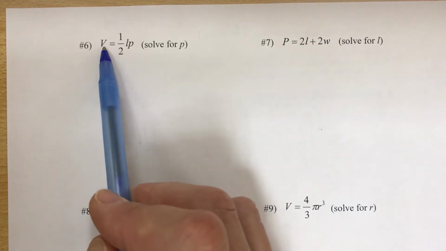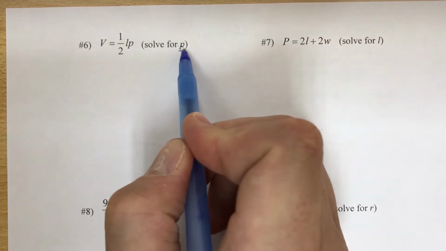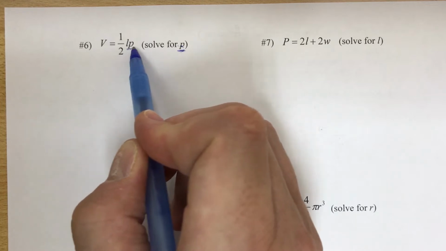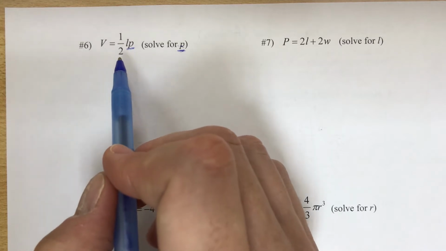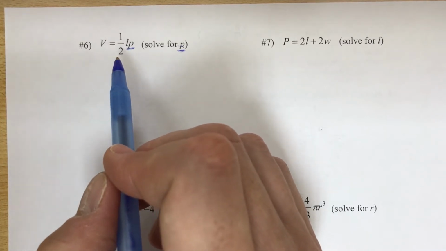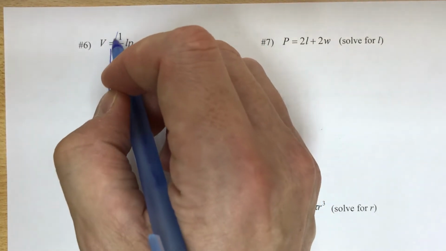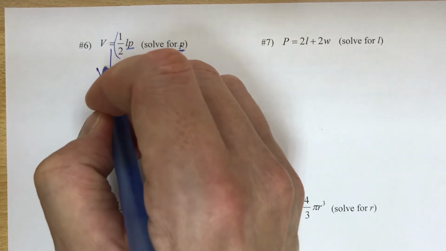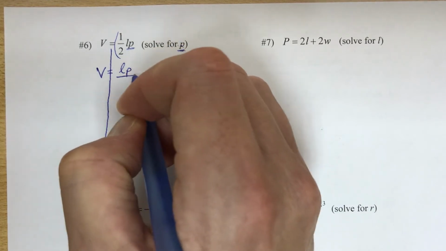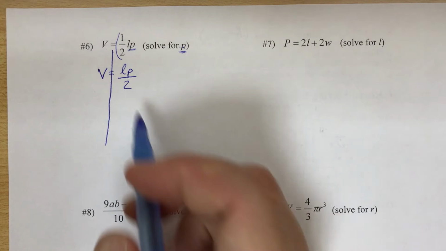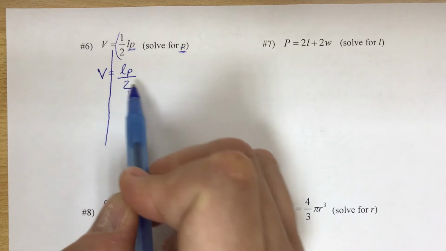So for number 6, V equals, now that's 1/2 times L times P. It says solve for P. Okay, so what I want to do is I want to move the 1/2 and the L. Now in this case we have a fraction, okay? So this is 1/2. I am going to get rid of the denominator first. There's more than one way to do this, but I'm going to rewrite it. I'm going to say it's V equals, that's the same thing as 1 times L times P. I'm going to write this as one fraction. The LP is part of the numerator, and the 2 is the denominator. So that's L times P divided by 2.